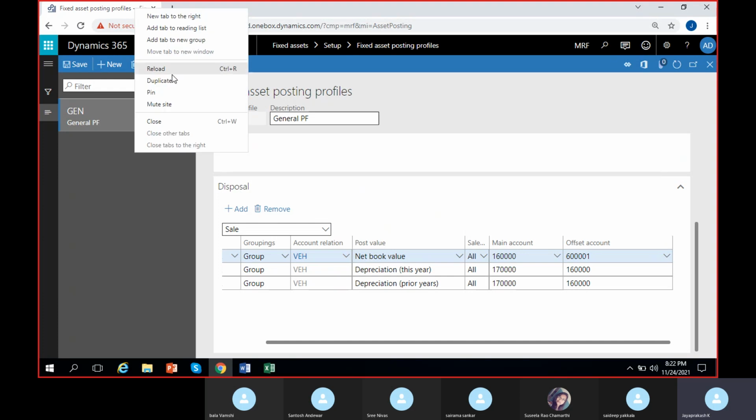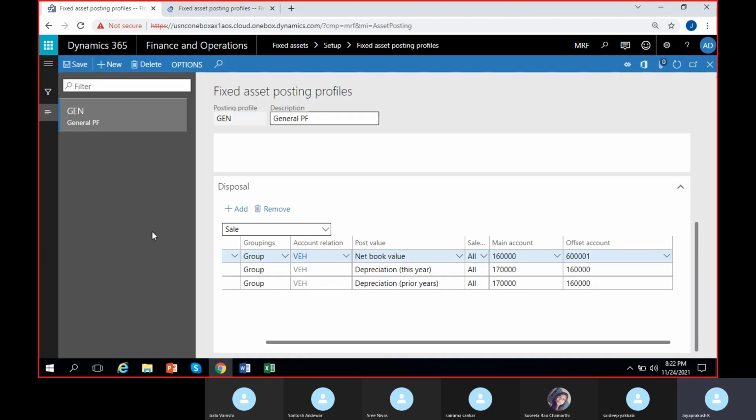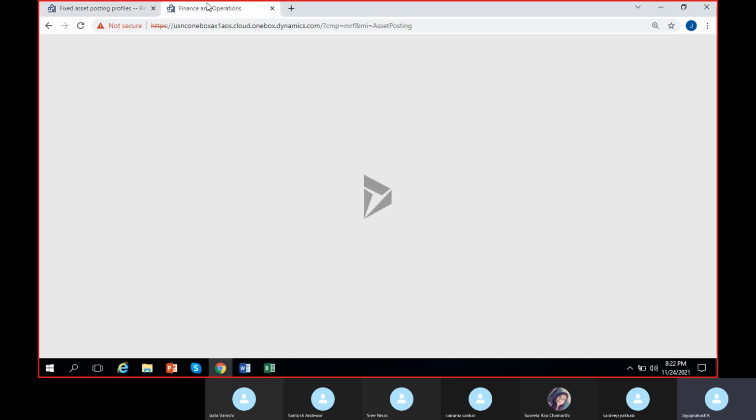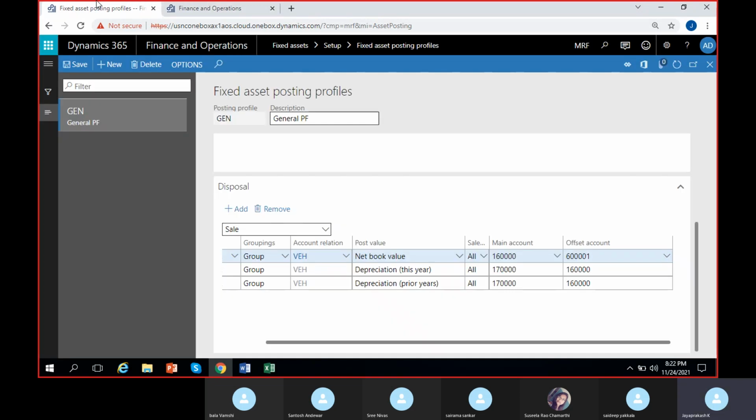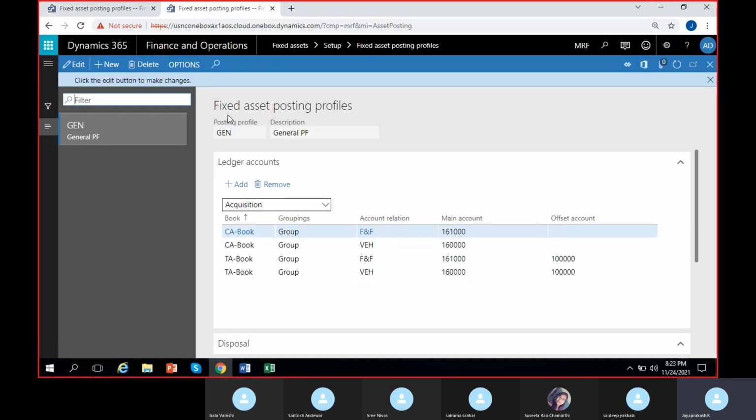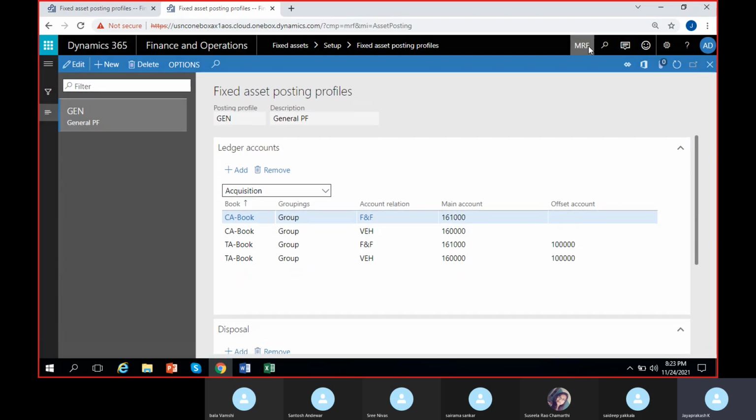Just to reconfirm, let me duplicate this and take you to another company. So this would be the same that I have given there. Fixed asset posting profile in ADS.